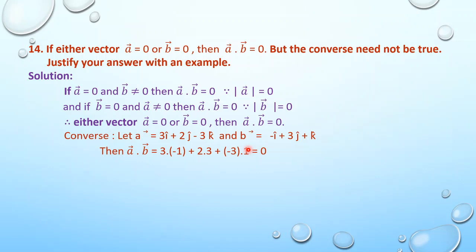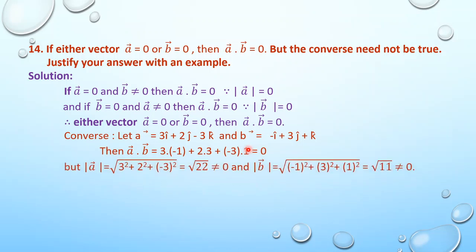Now let me check the magnitude of vector a and the magnitude of vector b. When I do the magnitude of vector a, I got root 22. That means it is not equal to 0. Correct? Next, the magnitude of vector b is equal to root 11. That means this is also not equal to 0. That means here vector a and vector b are non-zero vectors. Yes, finally we have done it. See, vector a as well as vector b are both non-zero vectors.